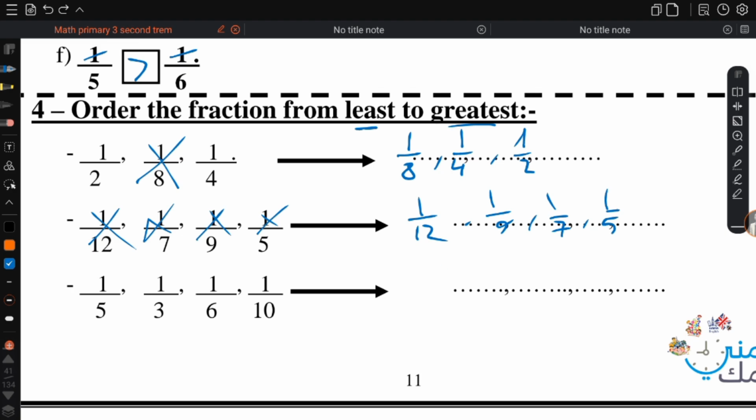Okay. The next one, 1 over 5 and 1 over 3, 1 over 6, 1 over 10. Okay. I need the least. So search for the bigger denominator to be the smallest fraction or the least fraction. So I see here 1 over 10 is the least fraction. And then go to 1 over 6 because the one who has a greater denominator is the smallest fraction. And 1 over 5. And lastly I have 1 over 3.